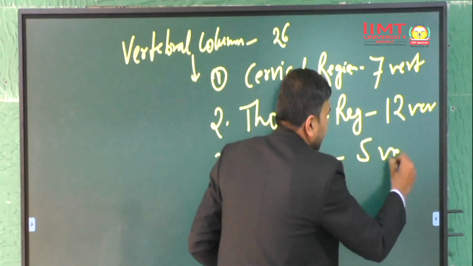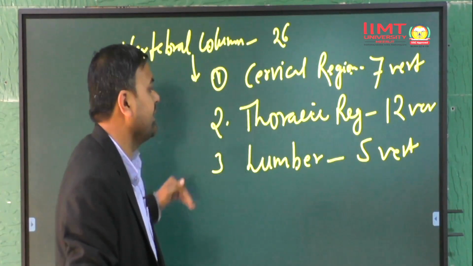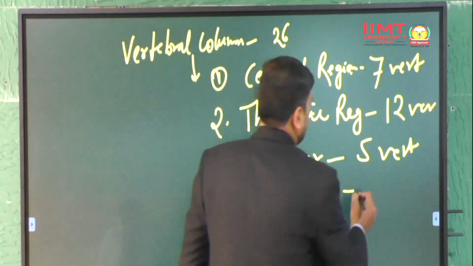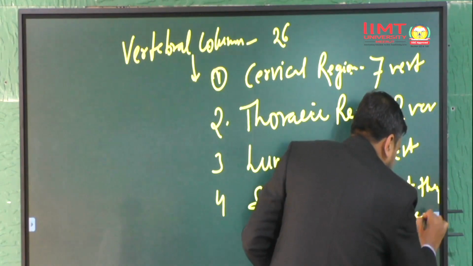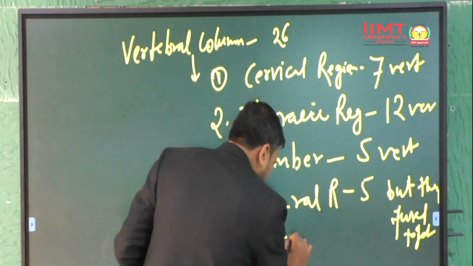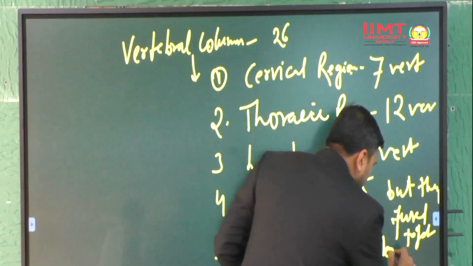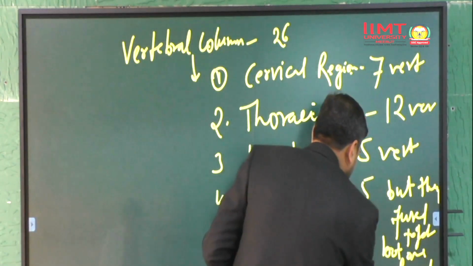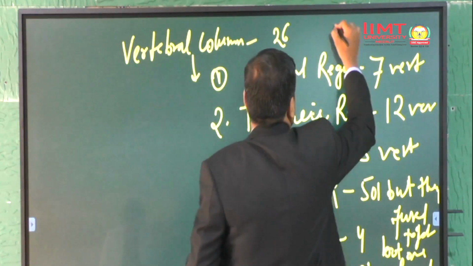It has 5 vertebrae, and it is most important, because the largest vertebrae are found in the lumbar region. Next, number 4, the sacral region, has 5 vertebrae, but they are fused together. Clear? Next, number 5, the coccygeal region, has 4 bones, but they are fused together, and the count is 1. So 7, 12, 5, 1, 1. It means 26.